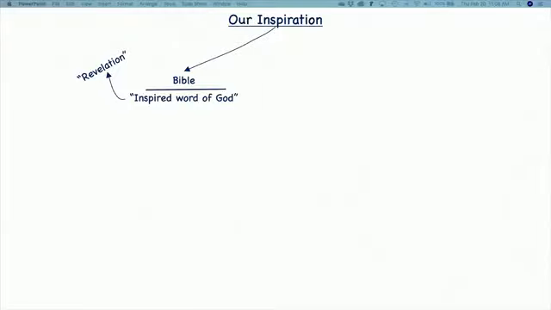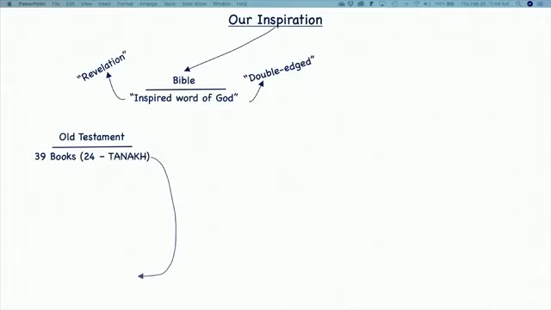And we then consider the Bible to be double-edged. Why do we consider the Bible to be double-edged? Because of the Old Testament and the New Testament, right? The Old Testament has 39 books in our Bible. In the Jewish Bible, or the Tanakh, they have 24 books. The same books, they're just combined. The Old Testament, the Tanakh, was completed and approved by something called the Great Assembly in 450 BCE.